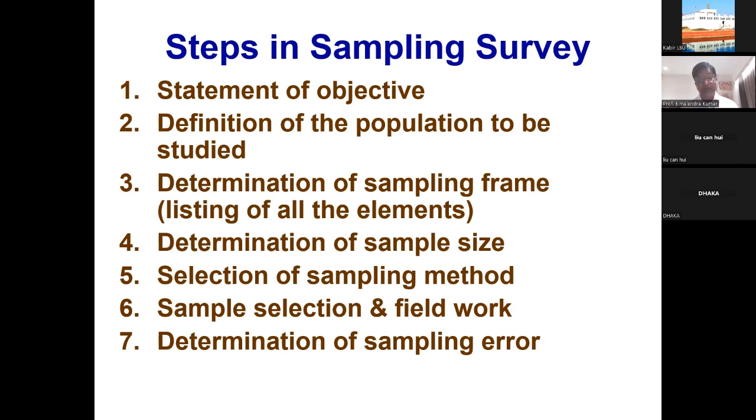Then the selection of the sampling method. What types of methods have we discussed? There are three: biased, undetermined sampling. So what type of sampling method are you going to select? Then sample selection and field work. These are two aspects related to the steps. You have to select how many villages, which portions, north, south, east or west, and then how the field work related to that can start.